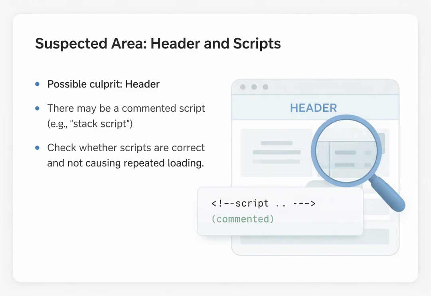The speaker points to the header as a possible source of the issue and mentions a script that might be commented out, something like a stack script. Headers often include global scripts, analytics, widgets, or loaders. If a script is broken, duplicated, or misconfigured, it can cause repeated reloads, long waits, or a spinner that never stops.